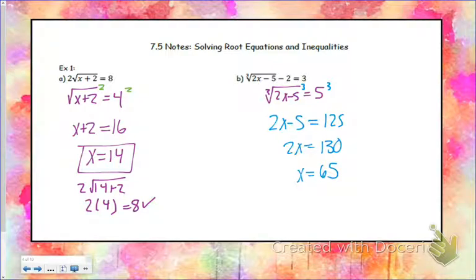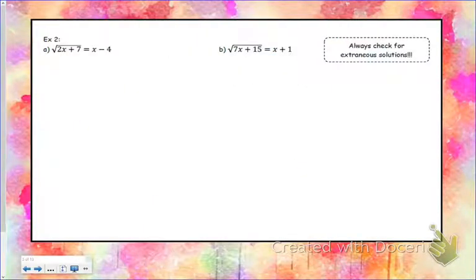So if I plug that back in, 2 times 65 is 130. 130 minus 5 is 125. The cube root of 125 minus 2 would be 5 minus 2, which is equal to 3. So this one does work out as well. All right, so let's go and check a couple different examples.